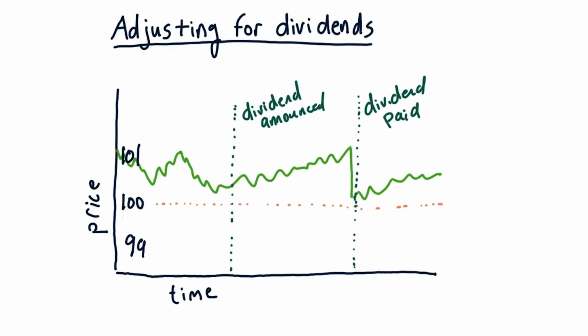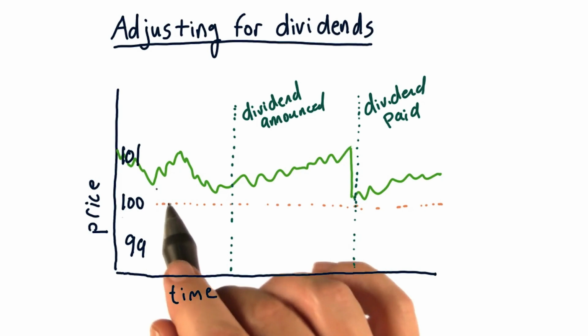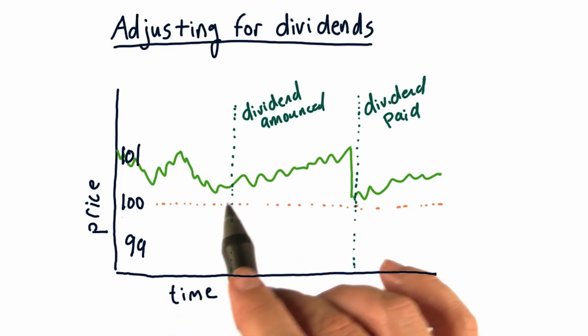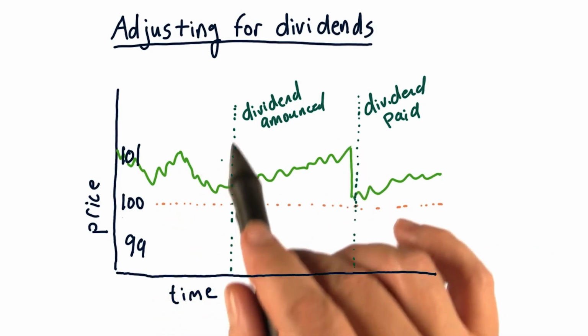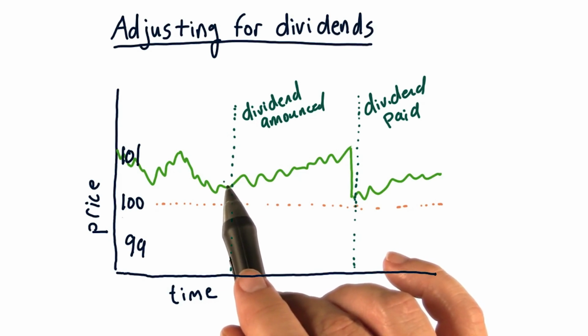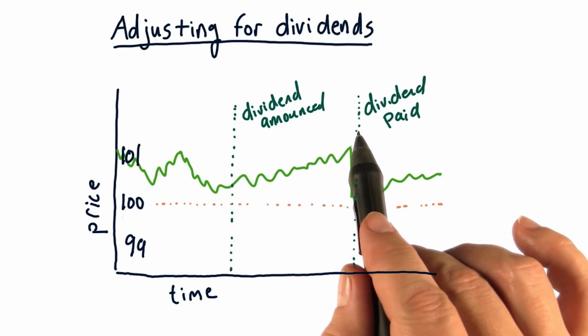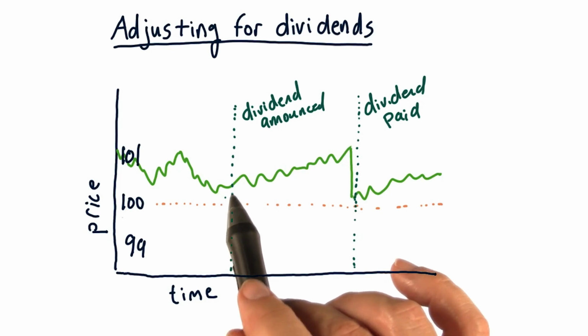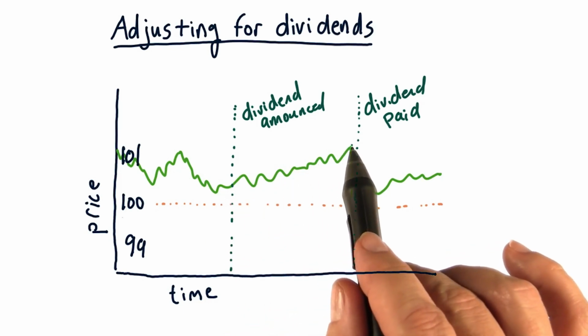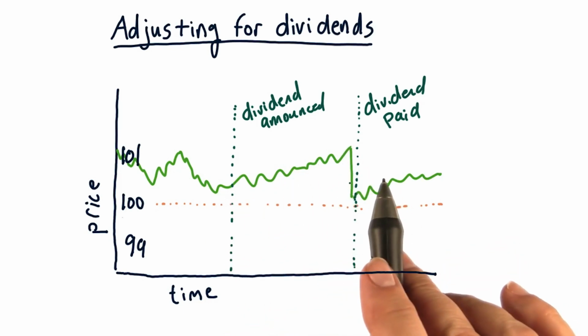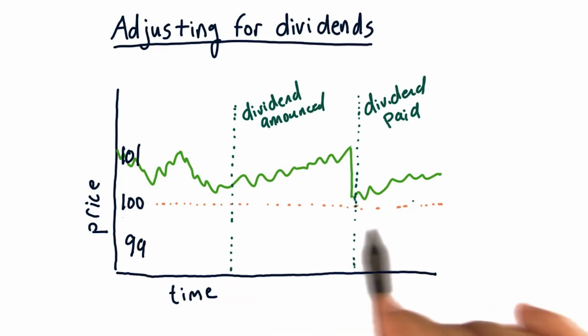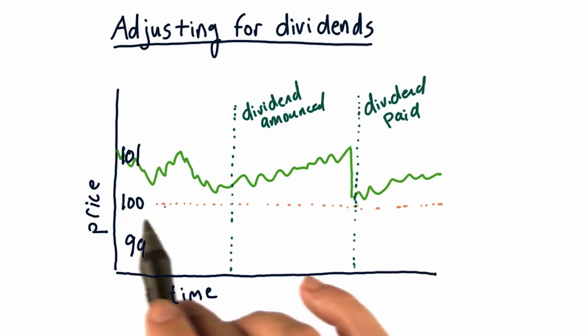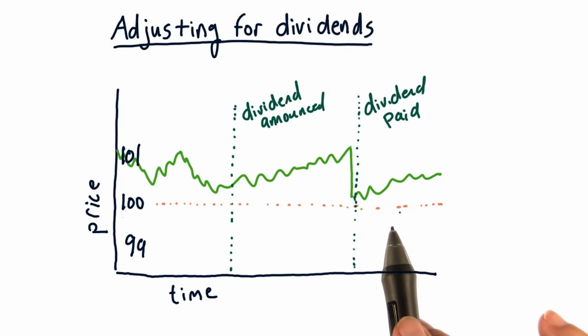So here I've redrawn that same scenario. We've got the price of a stock trundling along. On this date, the dividend is announced that it'll be paid on this date. And so we see, in general, the price rising up until that date and then a strong drop. And again, the consensus value for the company is about $100.